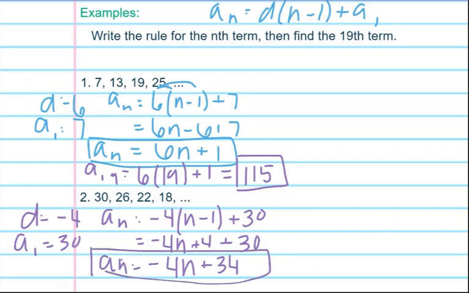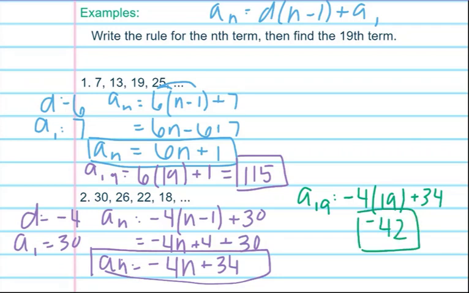And again, the second part is to use that rule to find the 19th term. So a sub 19, I'm just going to sub 19 in for n. And then in your calculator, if you do negative 4 times 19 plus 34, you get negative 42. So in this sequence, that would be my 19th term.